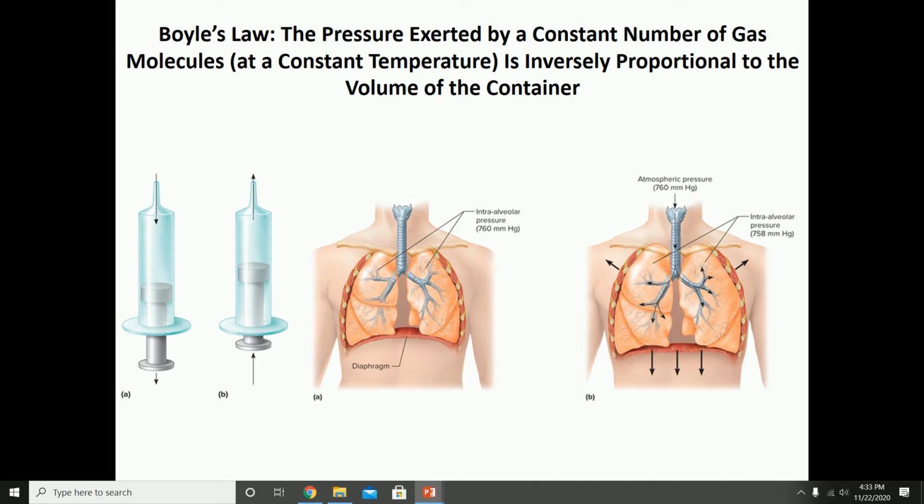Now the opposite would happen during exhalation, where the diaphragm relaxes, becomes a dome again, decreasing the volume of the lungs. Since the volume went down, the pressure in the lungs will go up, and that is going to translate into the intraalveolar pressure becoming higher than the atmospheric pressure, and that will push the air out, leading to exhalation. Not only is exhalation due to the relaxation of the diaphragm, but there's also the elastic recoil of the alveoli.